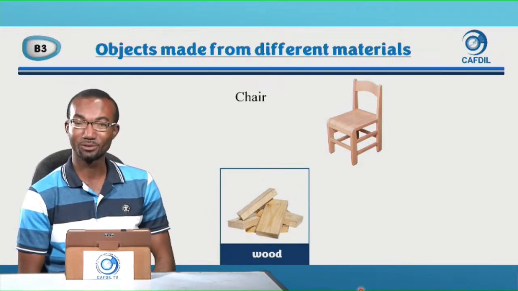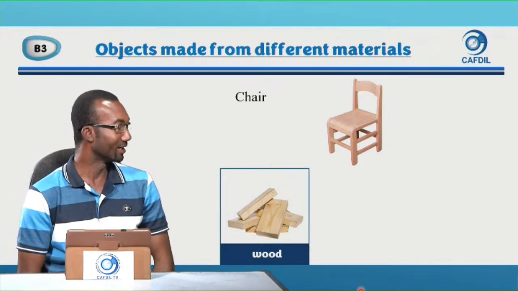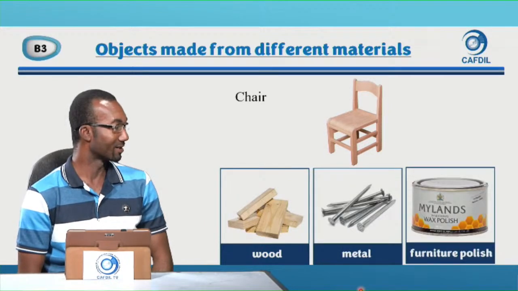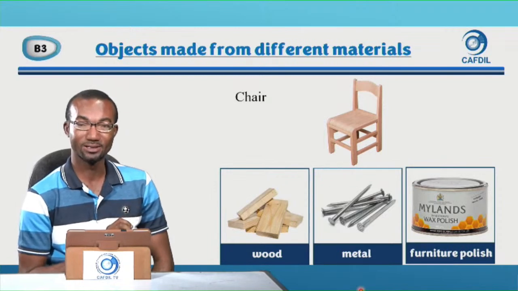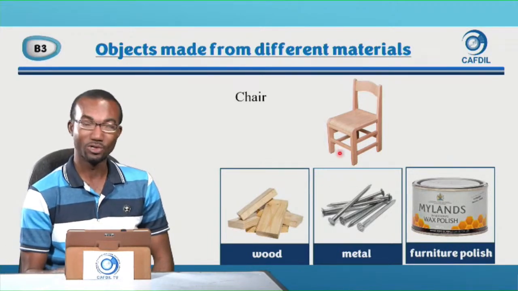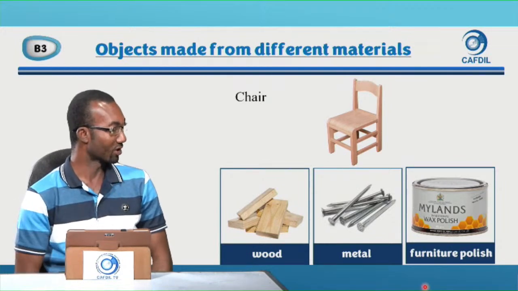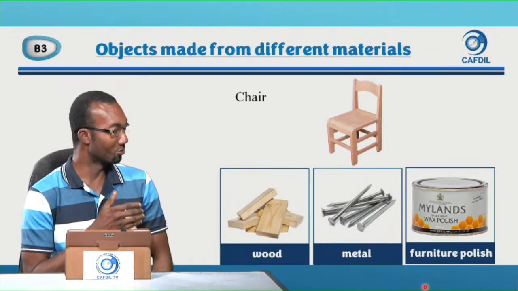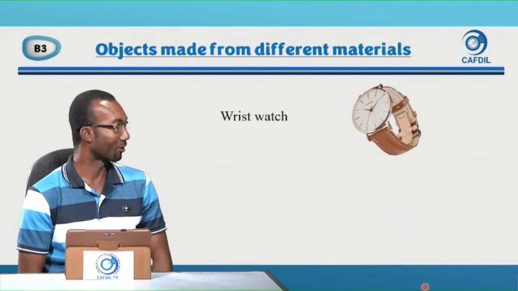What material again? What was used to fasten the pieces of wood together? Very good, nails. And we get the nails from metal. And lastly, there was a polish. We get this polish from wax. You see wax polish here. They use the polish to make the chair shiny and beautiful. So this small chair here, we used how many materials? Wood, metal, and furniture polish. Three materials. Let's look at another object.